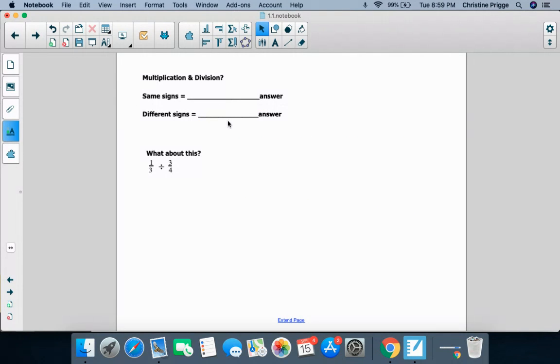Multiplication rules. Multiplication and division are super easy. Not much to remember here. If the signs are the same in the multiplication problem, the answer is positive. Negative times a negative is a positive. Positive times a positive is a positive. But what if the signs are different? If it's a positive times a negative or a negative times a positive, your answer will always be negative. So same signs positive, different signs negative.